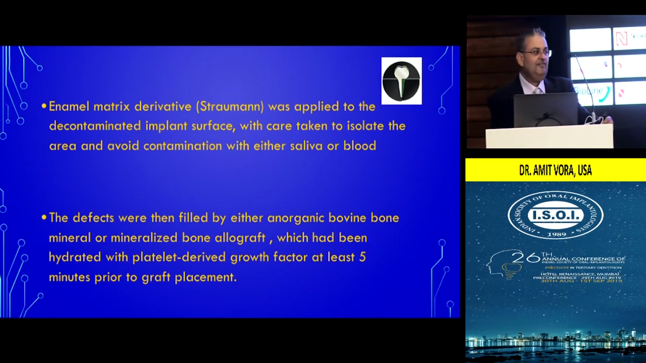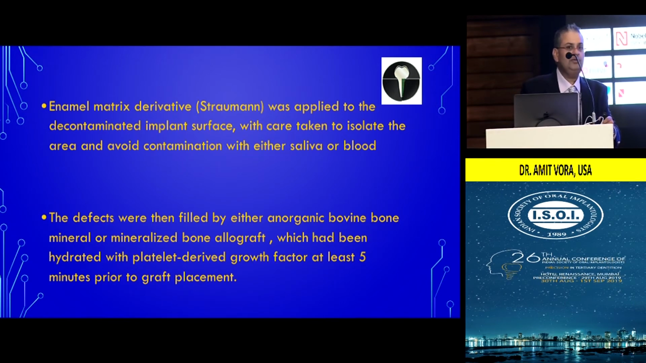And then after all that was done, they either put enamel matrix derivative, which is called Emdogain commercially, to the implant surface, and then the defects were either filled with anorganic bovine bone or a mineralized allograft. And both of these were hydrated with a platelet-derived growth factor.